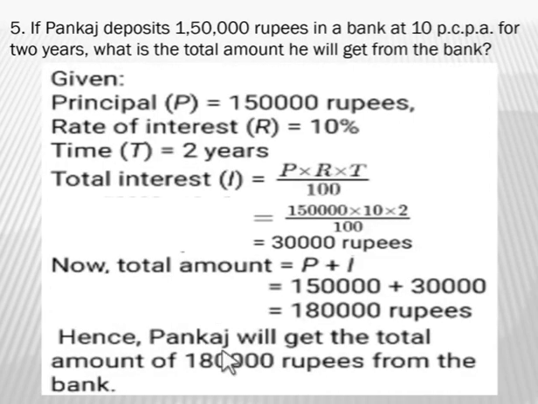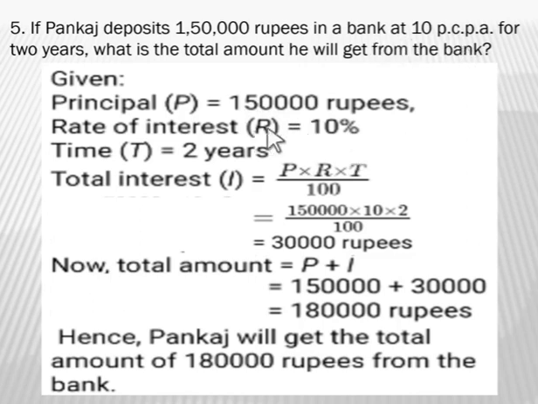Now example number 5. If Pankaj deposits 1,50,000 rupees in a bank at 10 PCPA for 2 years, what is the total amount he will get from the bank? Now what is given children here? Here again the amount deposited by Pankaj is given. So now what is this? It is the principal, that is 1,50,000 rupees. Now at the rate of 10 PCPA.